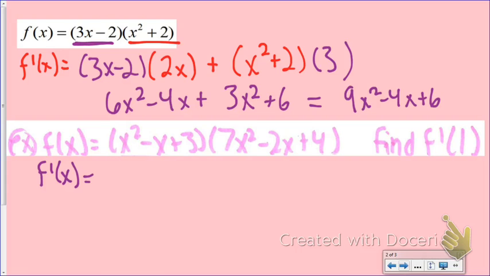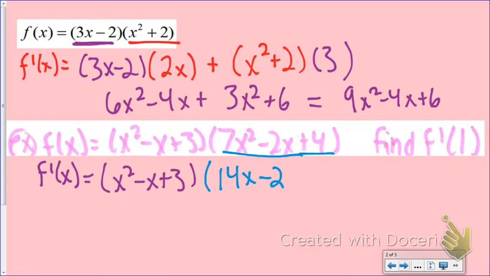So to find f prime of x, I'm going to take the original first function times the derivative of the second function. So the derivative of the second function is going to be 14x minus 2 plus 0. Then I take the original second function, and I'm going to multiply that by the original first function. Sorry, the derivative of the first function. So with using my power rule, that's going to be 2x minus 1.